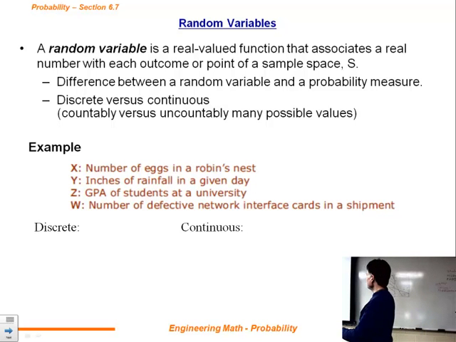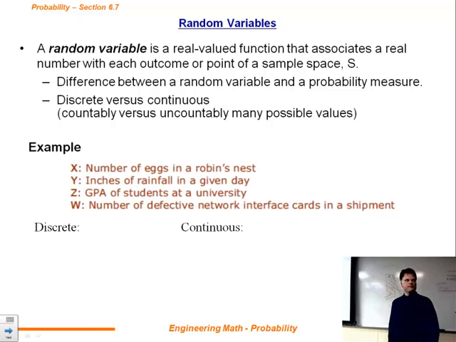All right. W, number of defective network interfaces in a shipment. Discrete because it's a whole number. Okay. So what are the outcomes here? The shipments. Right. So the outcomes are the shipments. It's the thing that you associate the number to.